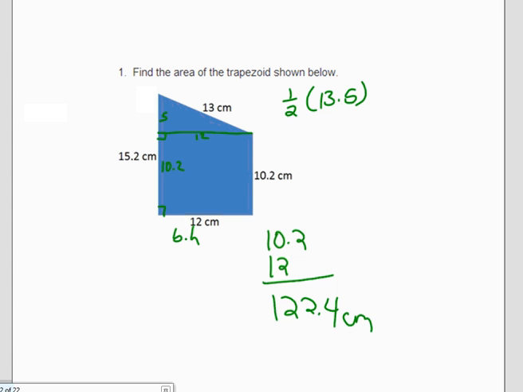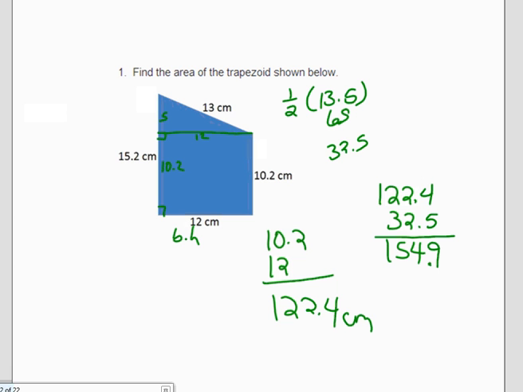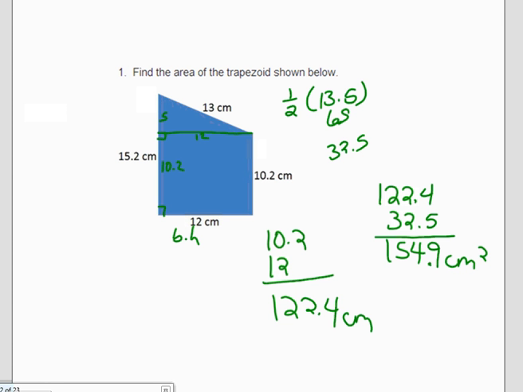122.4 centimeters squared. Up here, 1/2 of 13 times 5 is 65. 1/2 of 65 is 32.5. I add my 122.4 plus 32.5, and my answer is 154.9 centimeters squared. And that is how you find the area of irregular polygons.